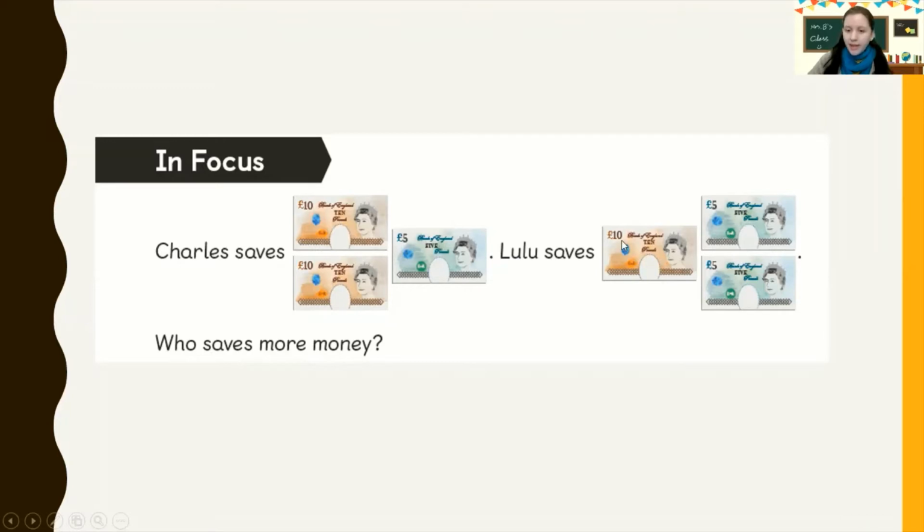Lulu has 10 pounds, 5 pounds and 5 pounds. So you're going to need to do some adding in tens and fives to work out this problem. You're going to need to work out how much money Charles saves, then you're going to need to work out how much money Lulu saves, and then you can tell me who saves more. You could even tell me the difference between the two amounts if you remember which calculation you need to work that out. Pause the video and do that now.